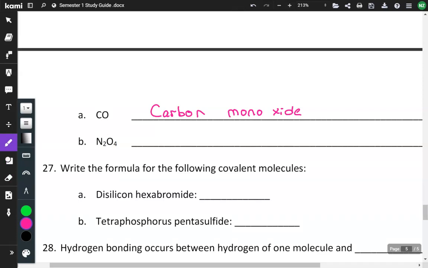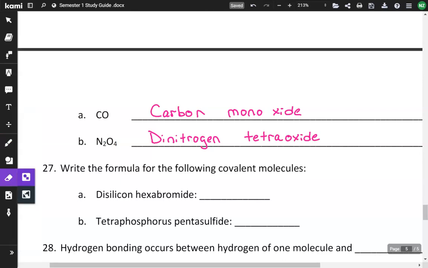Okay, N2O4. So 2 is the prefix for di, so it'll be dinitrogen. Tetra is the prefix for 4, and then oxide. Now again, the O and the A are next to each other, so we're going to drop the A, and it'll be tetroxide.